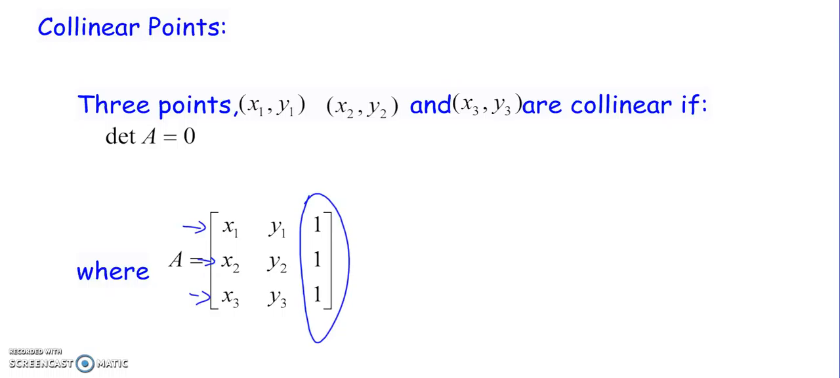And what that's saying is the area of these 3 points is 0. And the only way that's going to happen is if the 3 points are in an exactly straight line. Because if they're not in a straight line, it's going to be a triangle that has some sort of area.